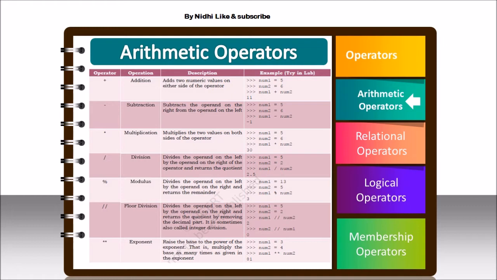After that there is floor division, that is double slashes. It divides the operand on the left hand side by the right hand side and returns the quotient by removing the decimal part. It removes the decimal part, and it is sometimes called integer division. So see here, if you are dividing 5 by 2, then you will get 2 as a value, and if you are dividing 2 by 5, then you will get 0 as an answer.